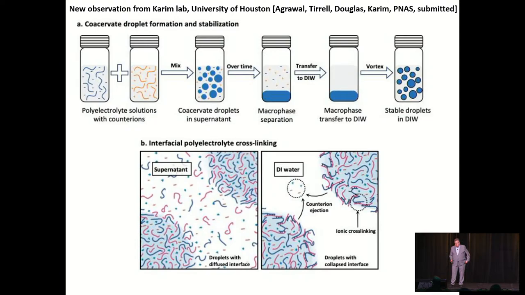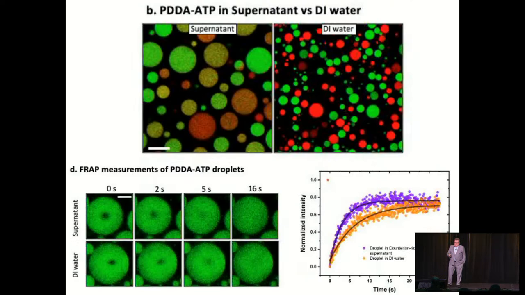I'll go back to the previous slide. But if you make some droplets like that with red dye and some with green dye, and you leave them in the salt-containing supernatant, like at the upper left, well, then some of the red dye gets into the green droplets, and some of the green dye gets into the red droplets, indicating the kind of exchange that Jack was referring to. But on the right-hand side, if you put them in distilled water, there isn't any exchange.